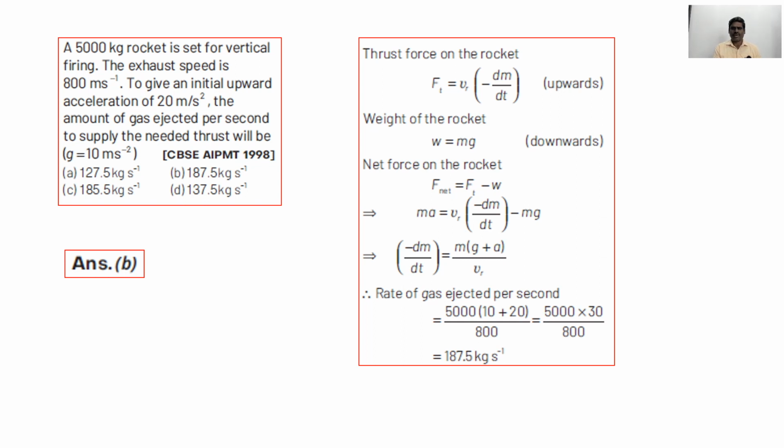From this we want to find the rate of gas ejected per second, that is minus dm by dt equals m into g plus a by Vr. M is a common takeout, so this is equal to m into (g plus a) by Vr. Rate of gas ejected per second equals 5000 into (10 plus 20) by 800, which is 5000 into 30 by 800, and on simplifying we get 187.5 kilogram per second, that is option B.